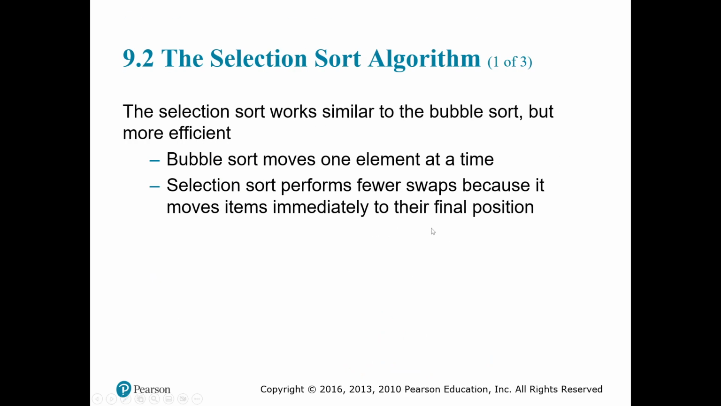Our next algorithm is also a sorting algorithm, and it's called the selection sort. It is similar to the bubble sort, but it is more efficient and it works better, because when we use bubble sort, we only move one element at a time and we compare that element with every single other element in the array. But with the selection sort, we perform fewer swaps because the selection sort algorithm does two things.